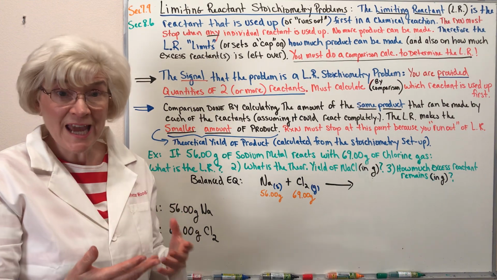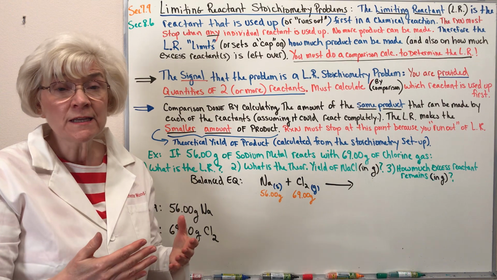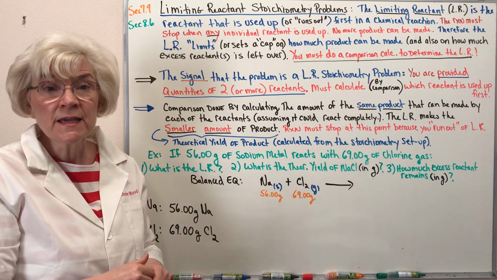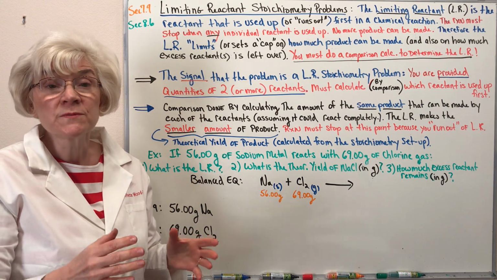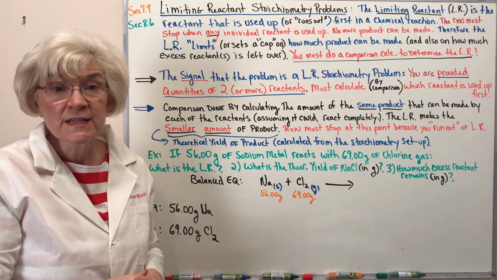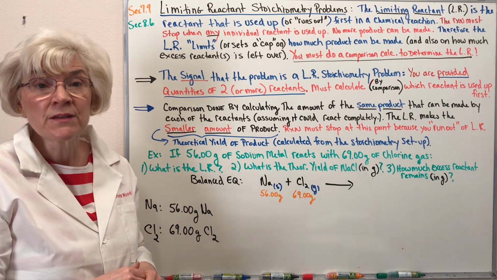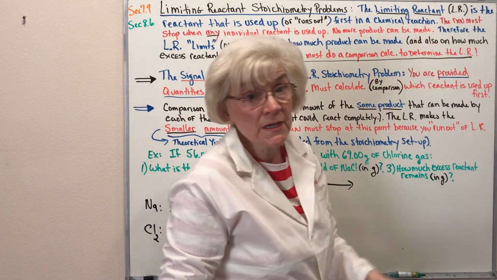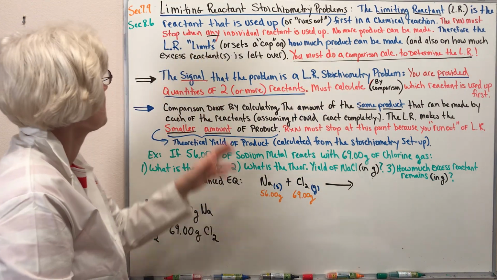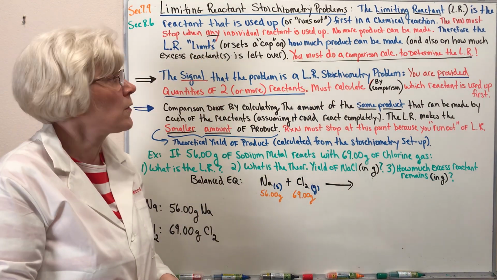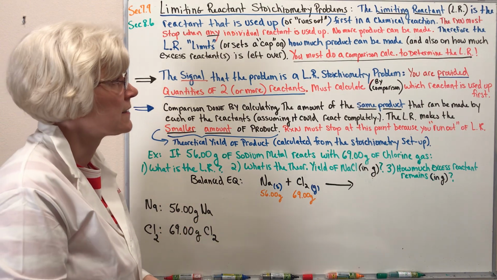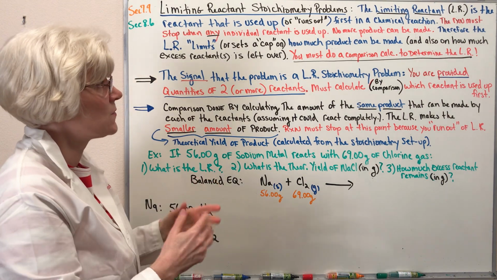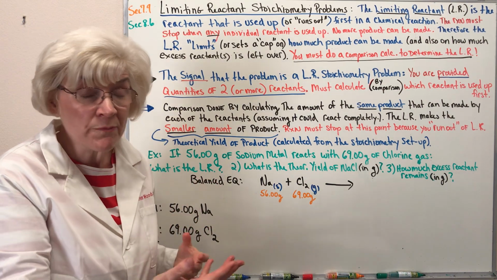If you run out of a reactant, don't have enough of it to completely react with the other substances that are reactants in the process, then the reaction will come to a stop. The reactant that runs out first is known as the limiting reactant. So the limiting reactant, and we're going to use this term so much that I'm going to abbreviate it L.R., is the reactant that is used up or runs out first in a chemical reaction. As soon as you run out of any reactant, the reaction has to come to a stop. You can't make any more product.